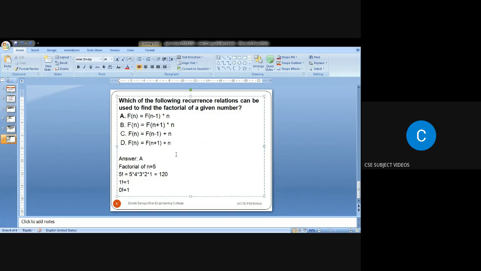So now we have to go with how to find out the recurrence relation and the time complexity for the factorial of a given number. For this, the value will be f of n minus 1 into n. That is, the first option is the correct answer. So now we can see how to derive the recurrence equation for the factorial of n, and how to come up with the time complexity for it. So I'll stop sharing and we can go with the calculation part.